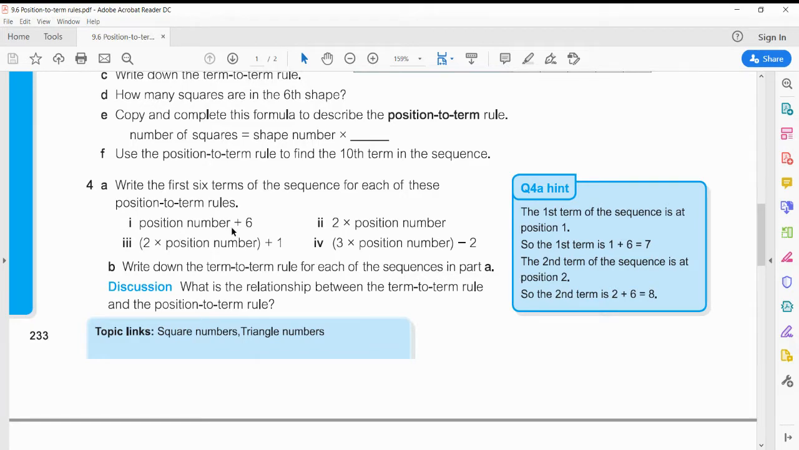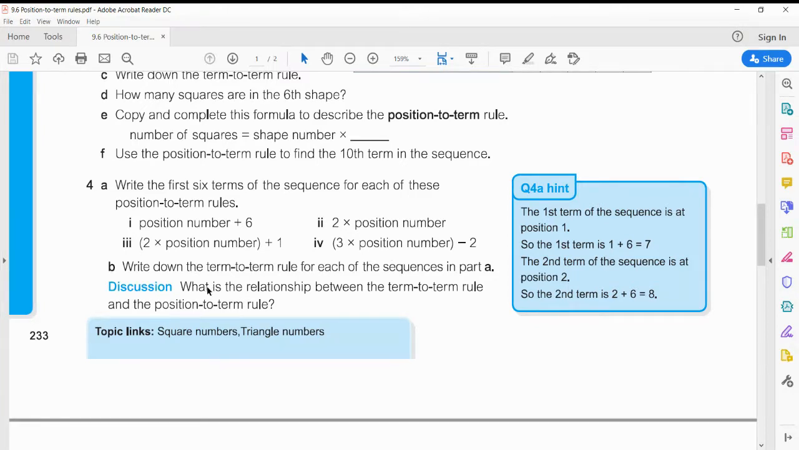So if you've got the numbers written down, if it's position number plus 6, so that sequence is 7, 8, 9, 10. What's the term-to-term rule? It's just add 1. This one, 2 times position number, so that one went 2, 4, 6, 8. So that one, term-to-term rule is add 2. This one, so this sequence would be going 3, 5, 7, 9, is add 2 again. And this one would be going 1, 4, 7, 10, and that one's going to be add 3.